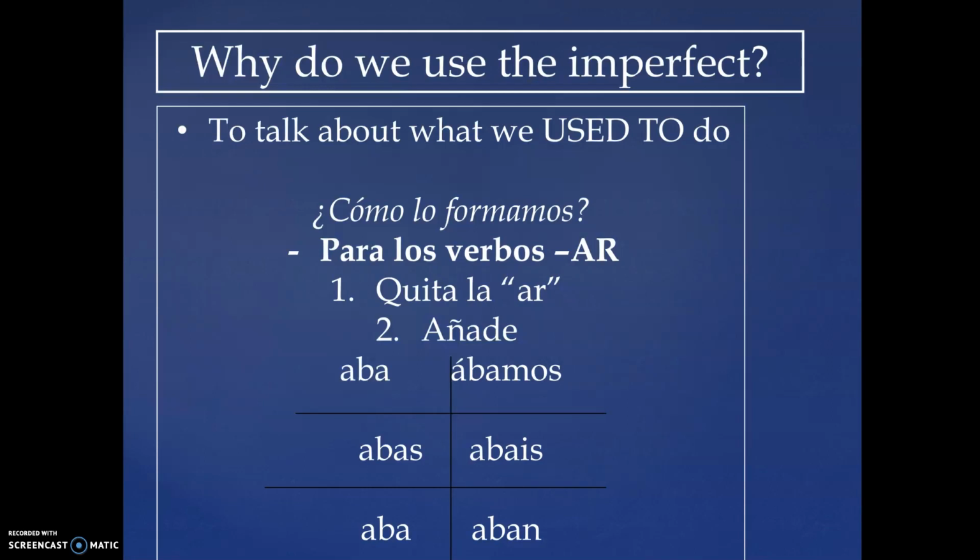Now, you may notice that the conjugation endings for the yo form and the él, ella, usted form in the imperfecto are both aba for AR verbs. That means that you're really going to have to make sure that you look at the context of a sentence, the words around the verb conjugation, or the context of a short paragraph, to make sure that you know exactly to whom the verb conjugation is referring.